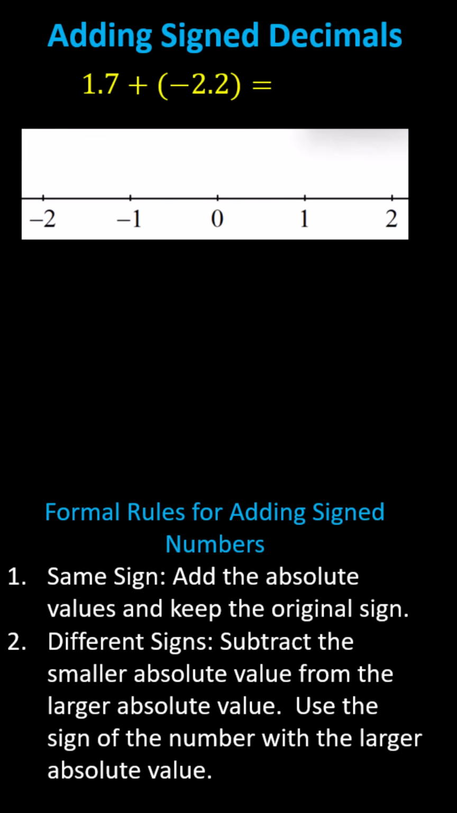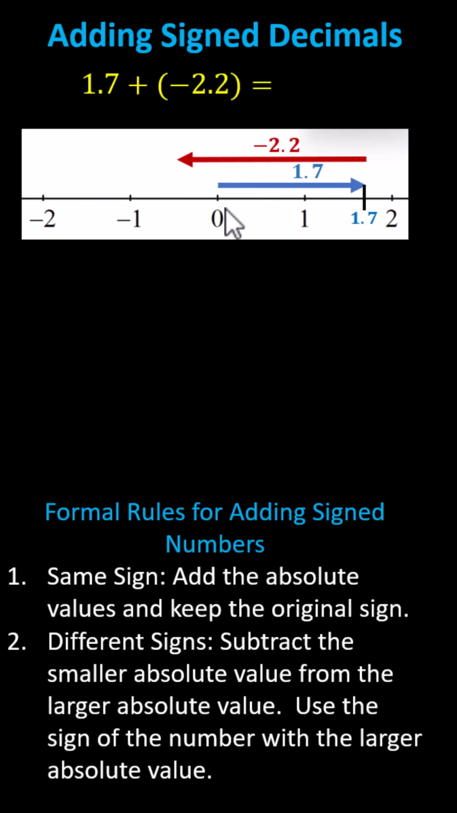Let's take a look at a second example. Here we have 1 and 7 tenths plus negative 2 and 2 tenths. Using the number line, we start at 0. For 1 and 7 tenths, we move right 1 and 7 tenths units. From here, because we're adding negative 2 and 2 tenths, we move left 2 and 2 tenths units. Notice this takes us to the left of 0.